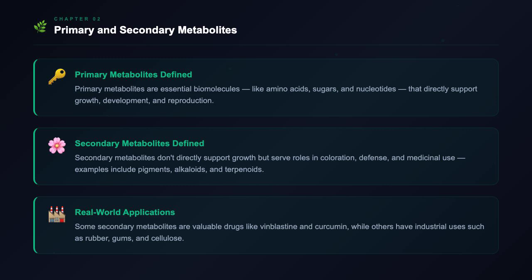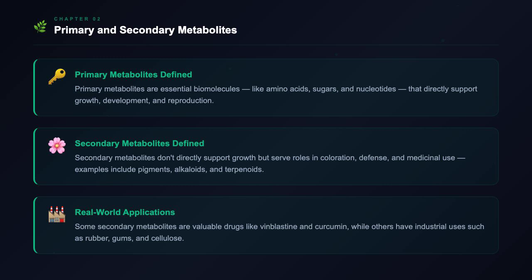Secondary metabolites have different roles. They don't directly support growth or reproduction. Instead, they provide benefits like coloration, defense, and medicinal uses. Examples include pigments, alkaloids, terpenoids, and essential oils.